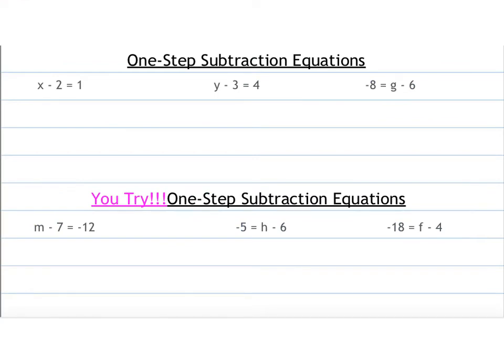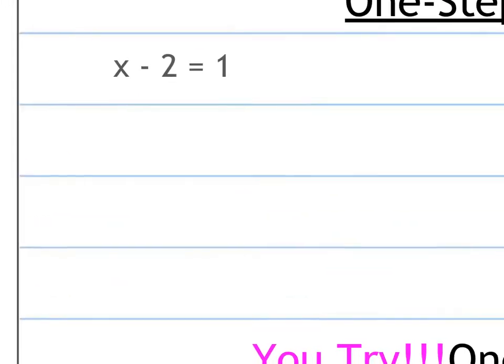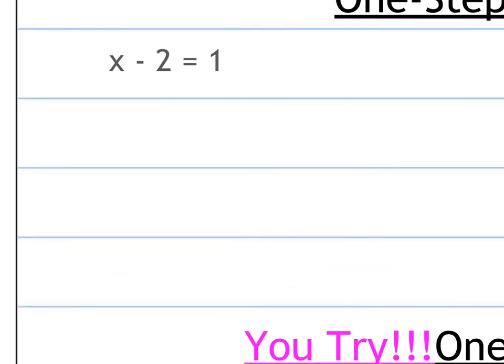Okay, so now we are looking at one-step subtraction equations. So I'm going to go through the first three, and then you can try the next three on your own. So we follow the same steps as we did with the addition equation. So I start with my train tracks. Now I do the inverse operation. Since we have x minus 2, the inverse of minus 2 is to add 2.